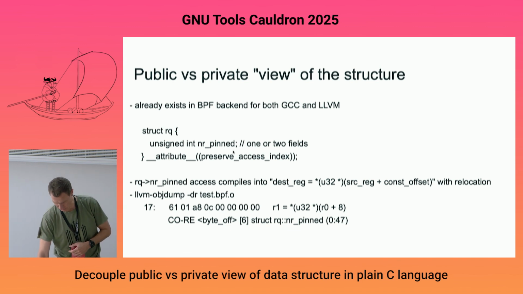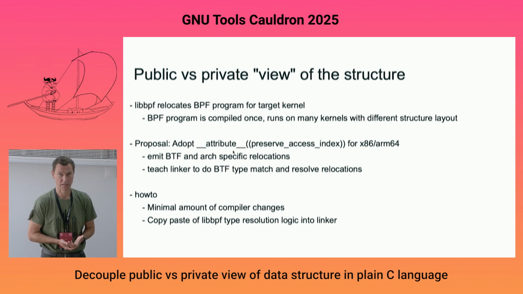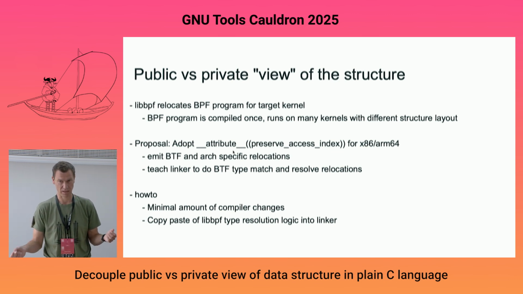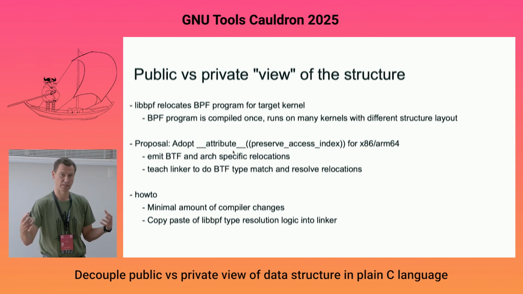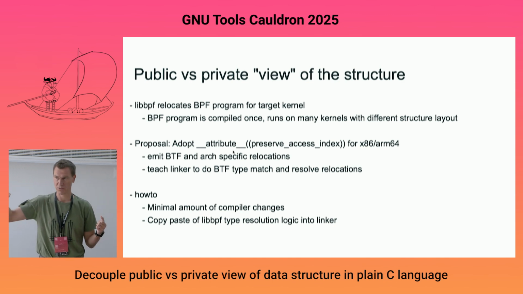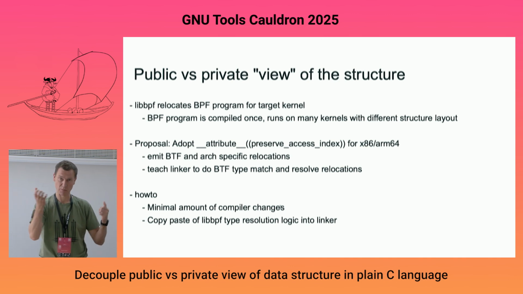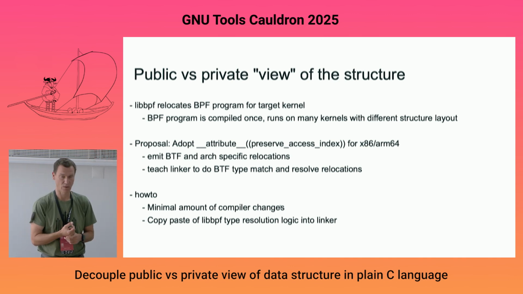So the proposal is to do this for x86 and ARM64. On the compiler side it's pretty much very little work, just adding relocations for x86 and ARM. The bigger part is the linker, because the linker would need to do this relocation and adjust the offset. In this specific case, the rest of the kernel sees the struct with an nr_pinned field, a 4-byte field. Instead of 0, the offset would need to be readjusted to whatever, 84 or whatever it will be in the actual sched data structure.